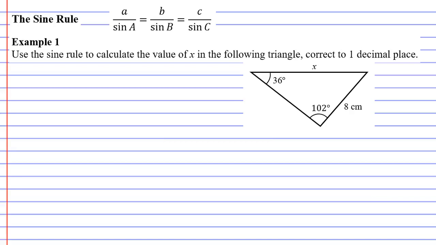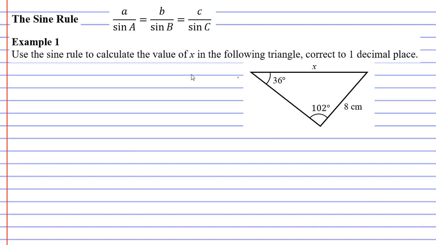In this video we're going to use the sine rule to calculate the length of a side in an example, and the side we're trying to find has been labelled with an X, and we need to do this correct to one decimal place. We're going to start by labelling our capital A, our capital B, and we're really not going to worry about capital C.